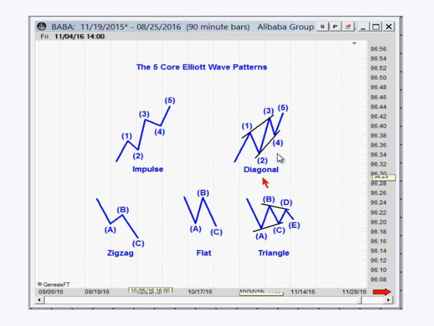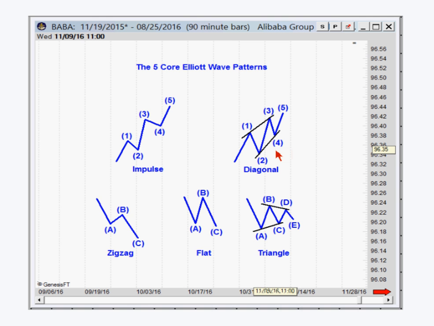The diagonal, on the other hand, well, each one of the moves, the waves 1, 2, 3, 4, and 5, each one of those moves subdivides into a smaller 3-wave structure. Also, within a diagonal, you'll definitely be able to put the converging trend lines on, and also wave 4 is expected to terminate below the wave 1 extreme.